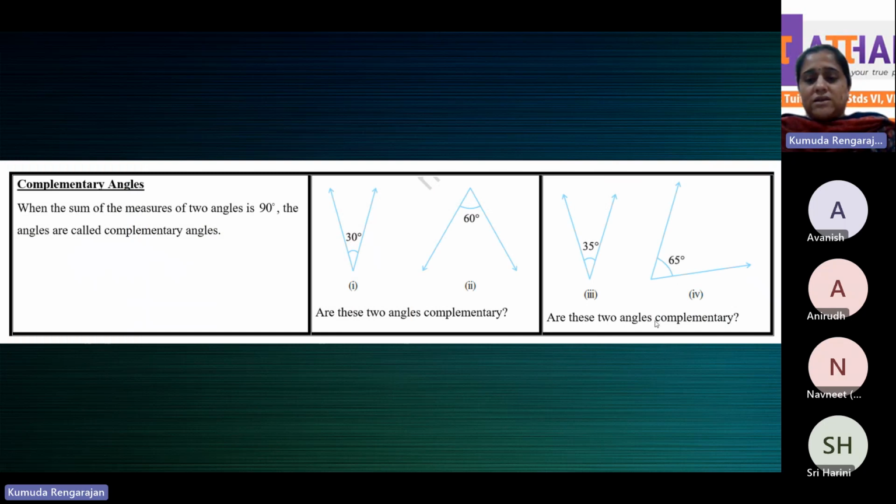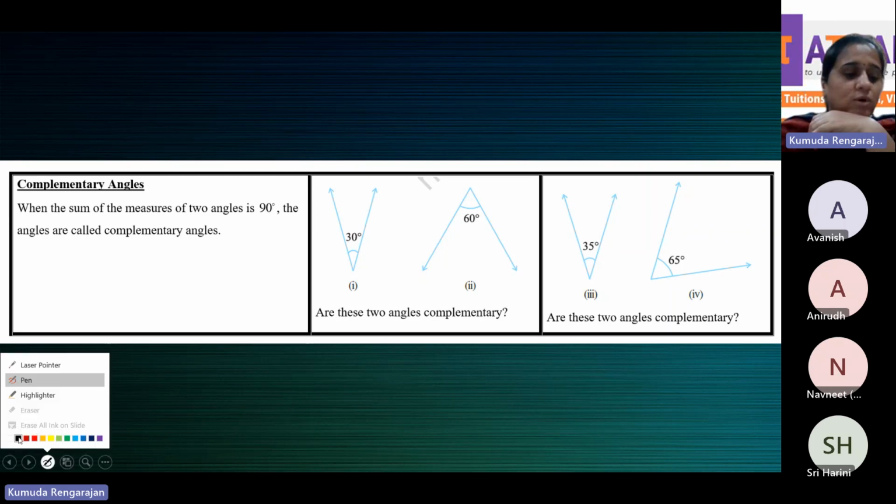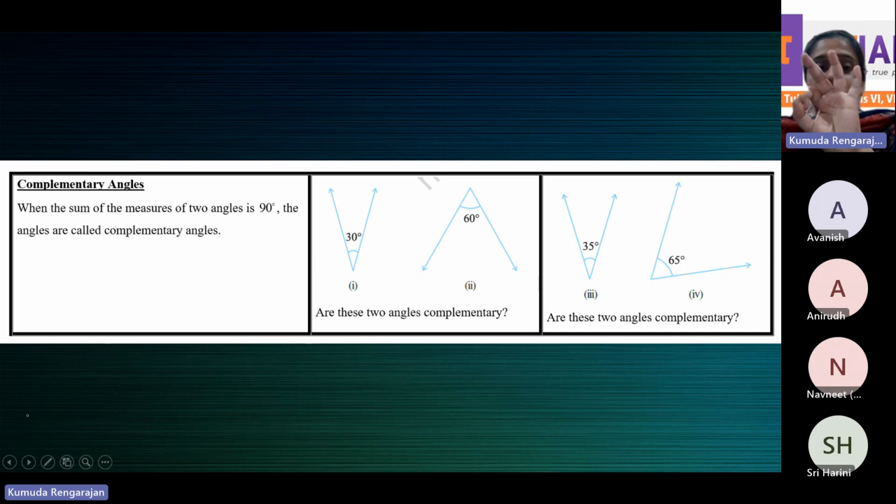Now, complementary angles. When we say complementary angles, we are talking exactly about two angles, not one angle or three angles. Two angles are said to be complementary if their sum is 90 degrees.